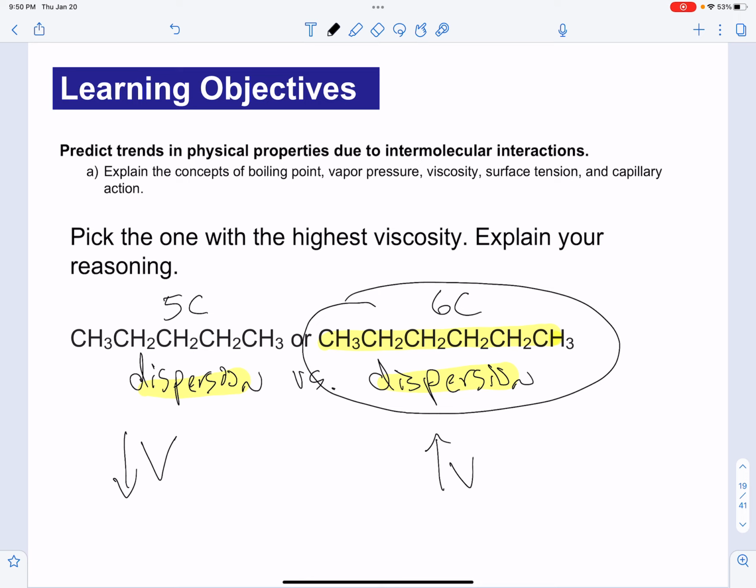Another way you can actually see this is that this one is longer. So with another molecule, they will tend to entangle more, preventing them from flowing across each other, which means higher viscosity also. It's like cooking pasta and having elbows versus spaghetti, which is longer. Spaghetti tends to entangle each other. The elbows do not do that.